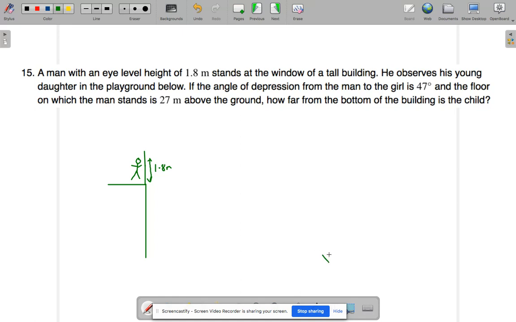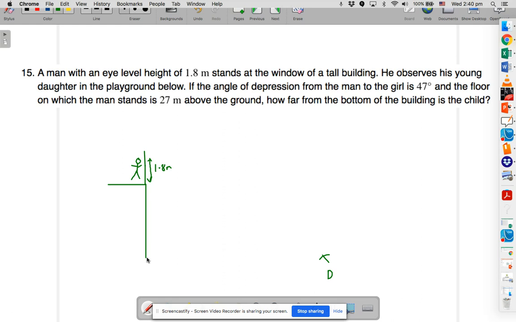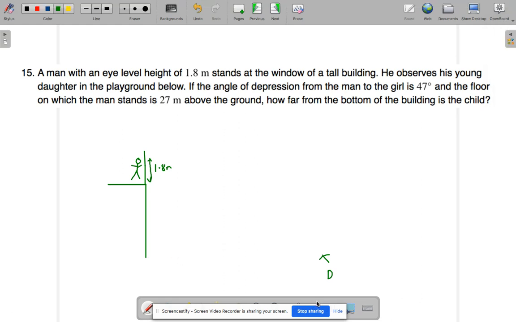And here's the daughter down here at ground level. We'll just put there D for daughter at the moment. Okay, and we'll also just draw a line. I'll just extend the building just a little bit there. And we'll draw a line out to there, to where the daughter is. The man is 27 metres above the ground.